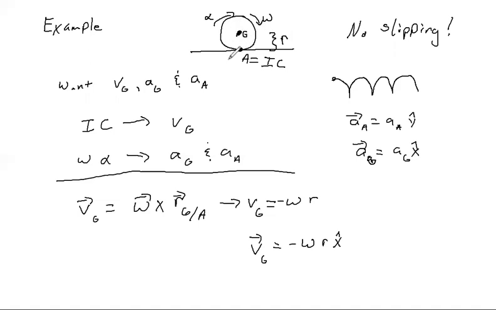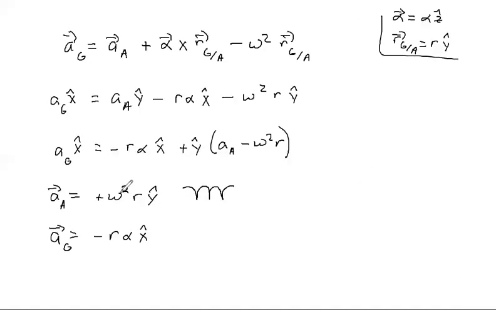Okay, so that's an example, and the key points are showing the relationship between omega r and the velocity of the center of the wheel, omega squared r and the acceleration of a point on the edge of the wheel, and r and alpha and the acceleration of the center of the wheel. Okay, hopefully that was helpful.